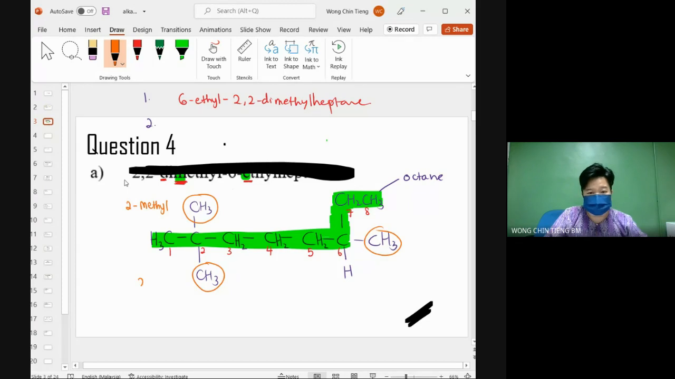Okay, same thing over here. Another methyl at the second carbon. And then over here adalah 6 methyl over here. So, kita ada 3 benda yang sama ulang.